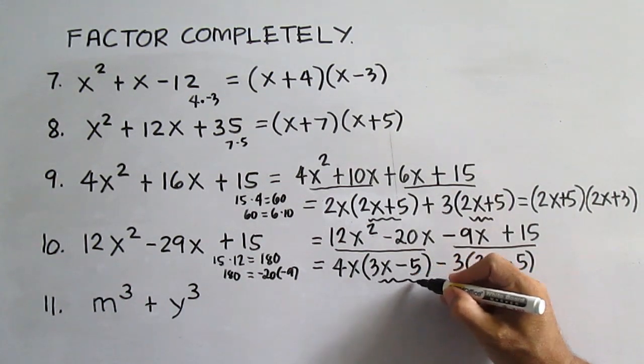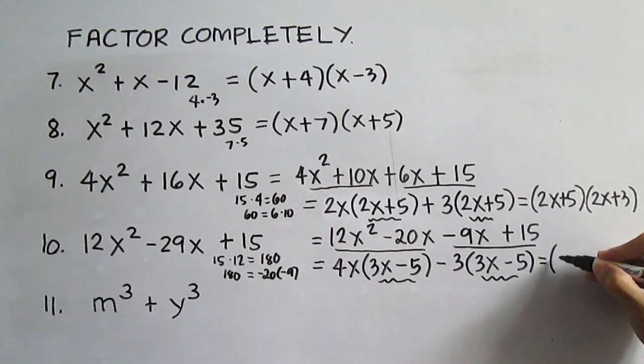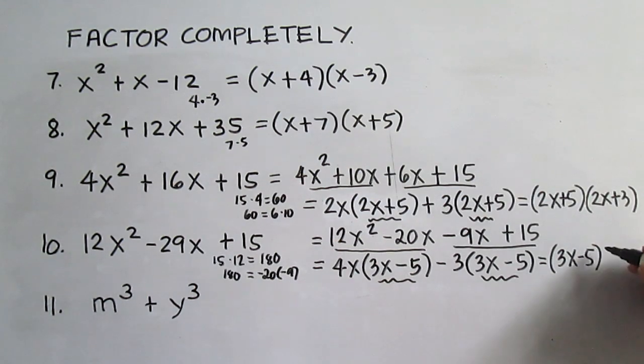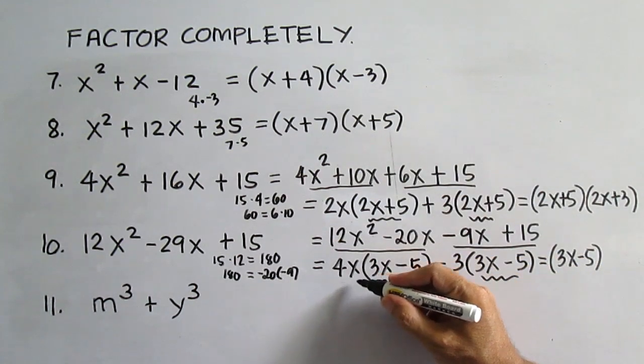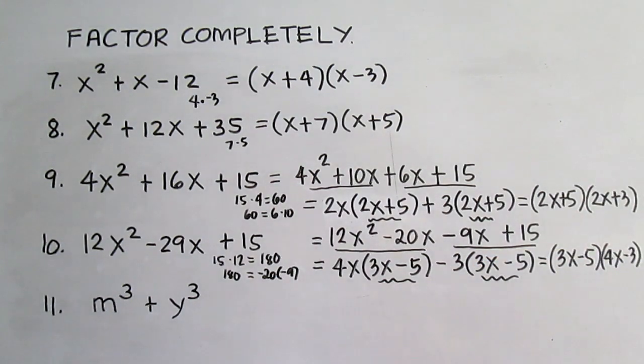Note that 3x minus 5 is common. Factor out 3x minus 5 and the other factor is the quantity 4x minus 3. Number 11 is a polynomial of the form sum of two cubes.